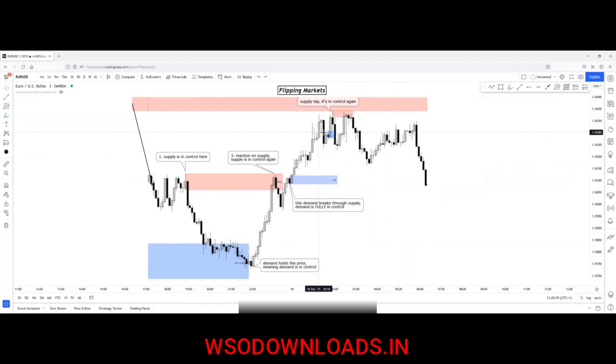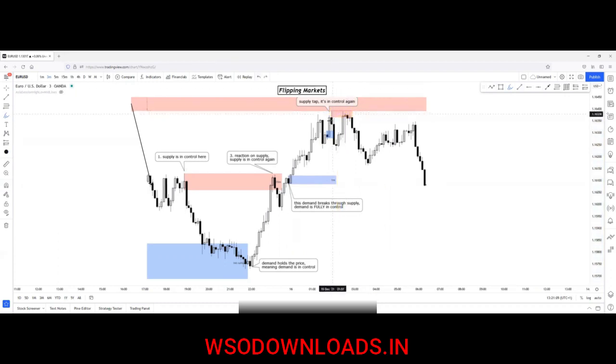If a zone breaks, then an opposite side zone will be automatically created. So if a demand zone breaks, which is here, a supply zone will be created, which is here. Sorry, this weak one started the inefficient movement to the downside and the break of structure. So this means this one will be our right supply zone. As you can see, price came back up to this supply zone, mitigated this supply zone, and reversed the price again. So this means supply is in control in this region. And this goes on and on again.